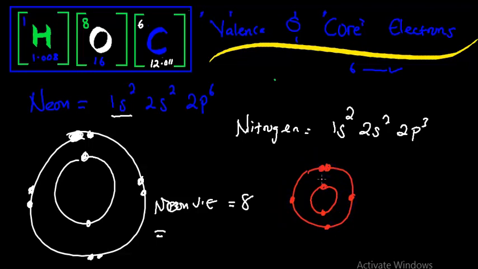What about boron? The electronic configuration for boron is 1s2, 2s2, and 2p1. Feel free to pause the video and try it yourself.